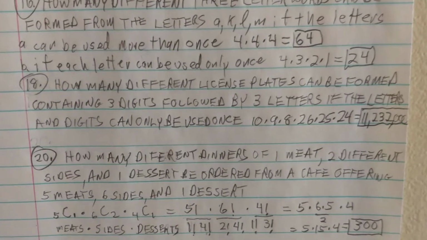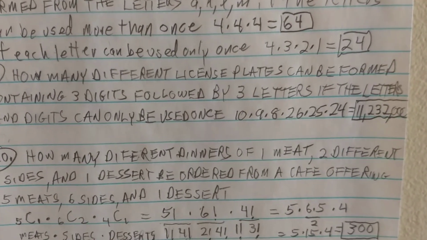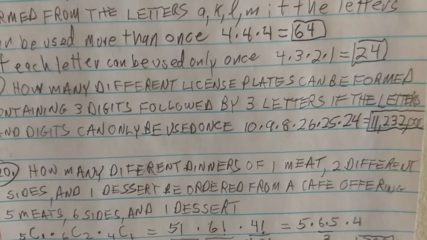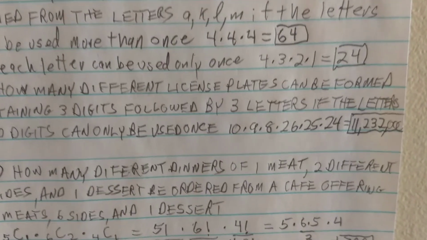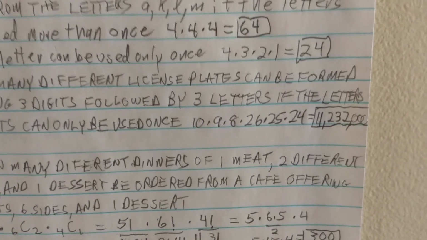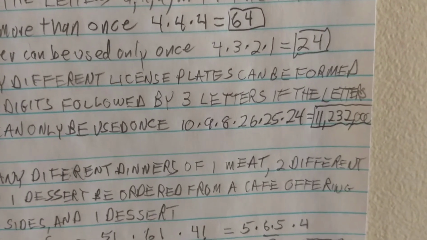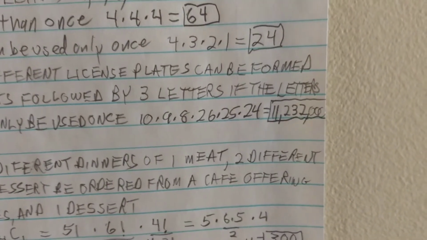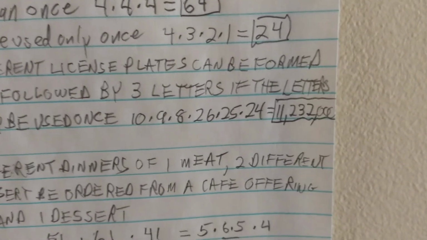Now in 18, how many different license plates can be formed containing 3 digits followed by 3 letters if the letters and digits can only be used once? Well, the first digit is 10, but we've used 1 digit, so there's 9 left for the second and 8 left for the third. Similarly, for the first letter, there's 26, but in the second letter spot, we'll only have 25 because we've used 1, and in the third letter spot, we'll have 24. So multiplying those 6 numbers together, we get 11,232,000.